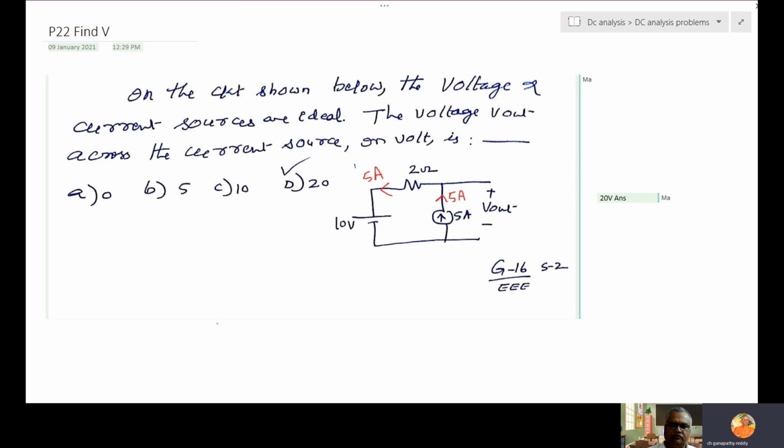Now to find V out, what is the rule I said earlier? Start from positive, go to negative, don't go via the current source, following KVL sign convention. So that is 5 into 2 plus 10. So it is 20 volts. If you are not confident, with sign convention you take minus 10. Again, the answer will be 0. Okay, so be careful with the sign convention.